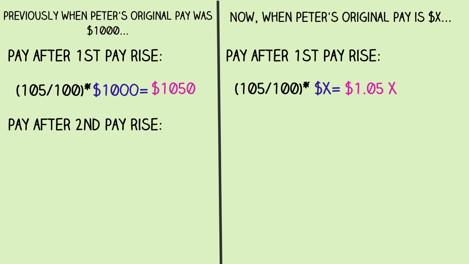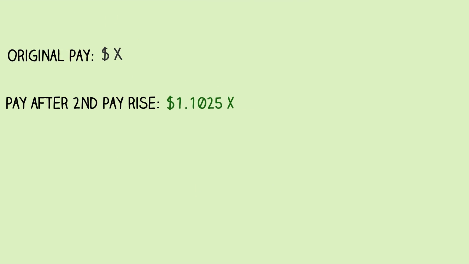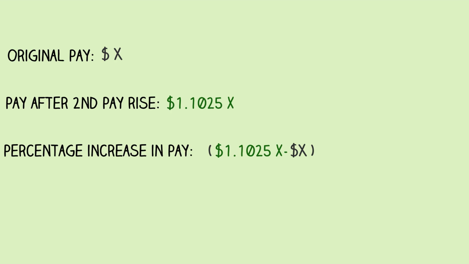In the case where Peter was assigned an original pay of $1,000, to find the pay after the second pay rise of 5%, we did 105% multiplied by the pay after the first pay rise. Similarly, in this case where Peter's original pay is X dollars, we also take 105% times 1.05X dollars, giving 1.1025X dollars. This is Peter's pay after the two pay raises. We know that Peter's original pay is X dollars, and his pay after the two pay raises is 1.1025X dollars. So the total percentage increase in pay is the difference between his new pay of 1.1025X dollars and his original pay of X dollars, divided by his original pay of X dollars, multiplied by 100%, giving 10.25%. So these workings can justify why the total pay rise is not 10%.